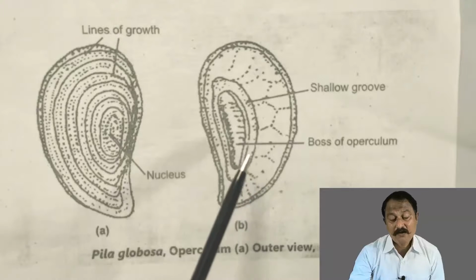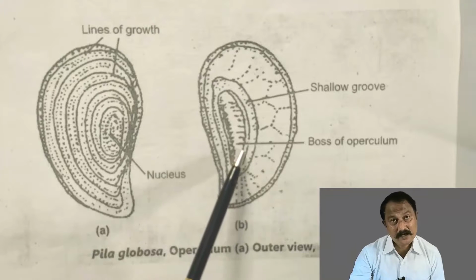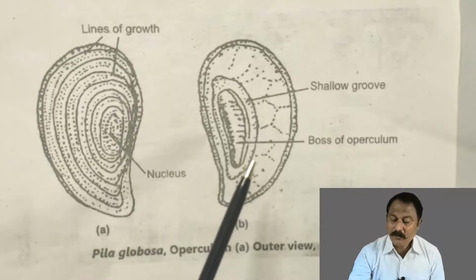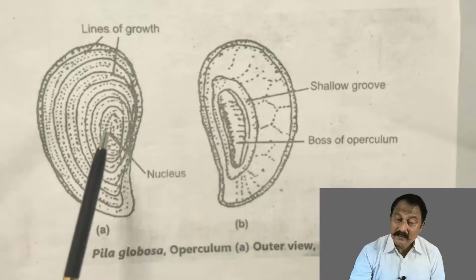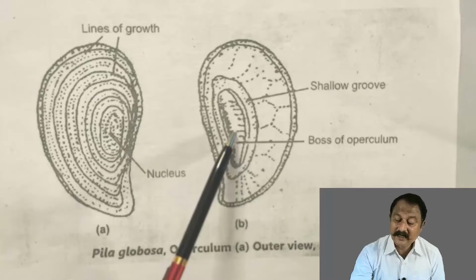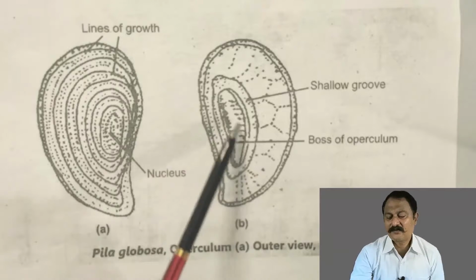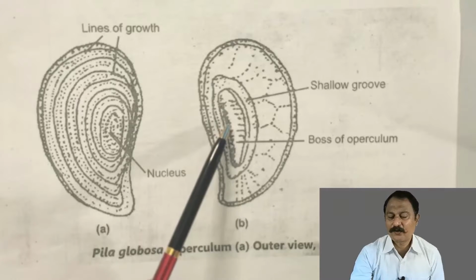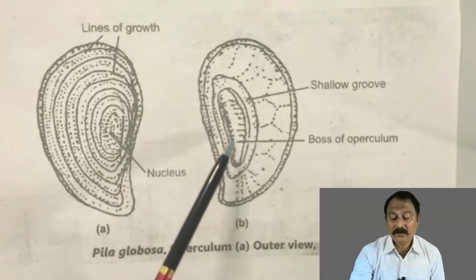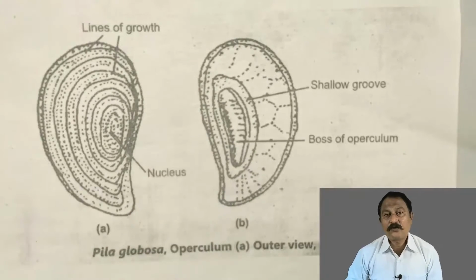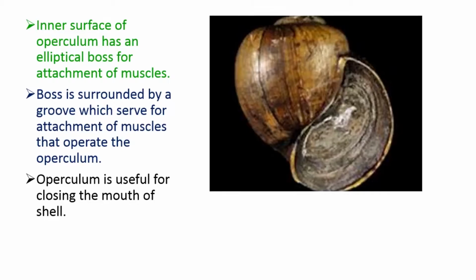This operculum fits closely to the foot, the hinder part of the foot. It is attached. What does it contain? Opposite side of the nucleus contains the boss. It is a very soft part, the boss of operculum, and that boss is surrounded by the shallow groove. एक खाच असते, छोटीशी खाच असते, त्याला म्हटलं जातं शालो ग्रूव. लक्षात येईल का?